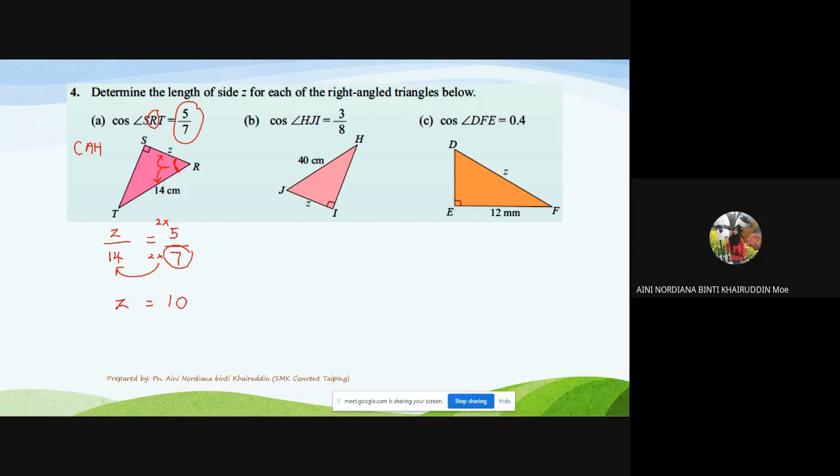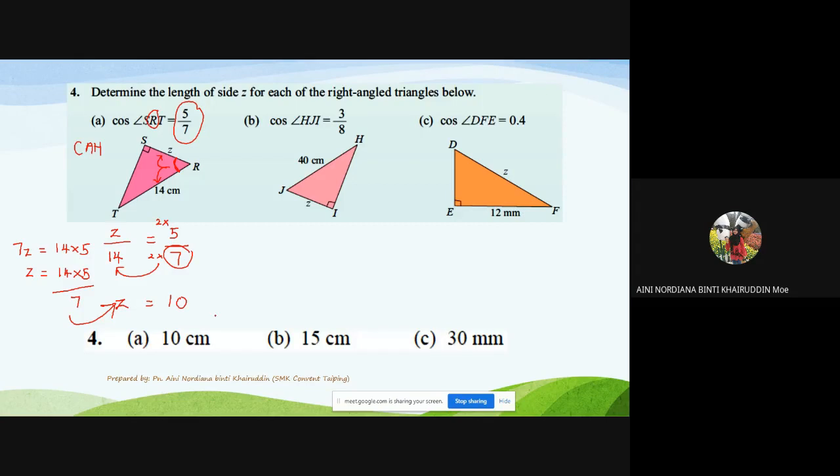This is the other way. Or you can do cross multiplication. 7 times z, 7z equals 14 times 5. Then z equals 14 times 5 divided by 7. You will get the same answer. Okay. So this is the answer for A, 10 cm. B and C use the same way that I showed you just now. Okay, boleh?